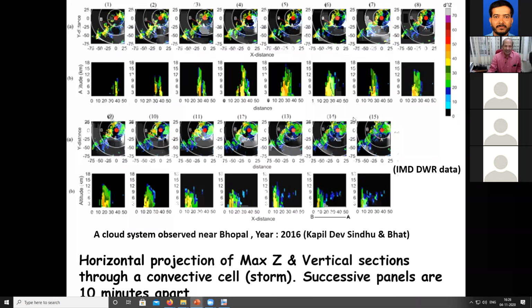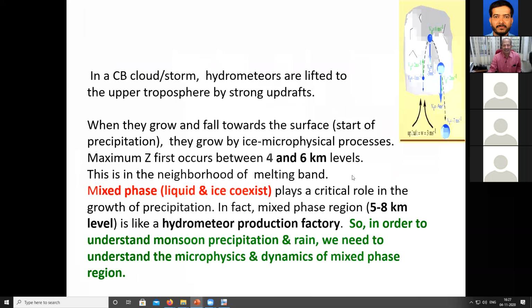So when you study this picture in detail, the picture that emerges is that in cumulonimbus storms, hydrometeors are lifted to the upper troposphere by strong updrafts. At first they are very small in size. Because of the strong updraft, they go all the way up to 12, 13 kilometers. Once they grow big enough, they are no longer drops, they are ice particles, and they start falling. When they grow and start falling towards the surface of the Earth, this is what we call the initiation or start of precipitation.